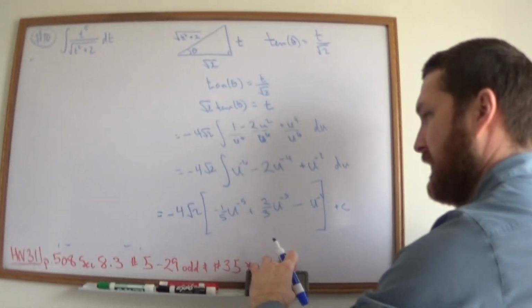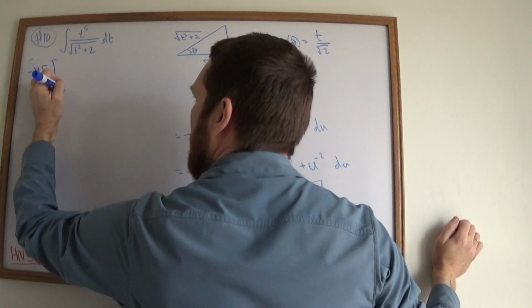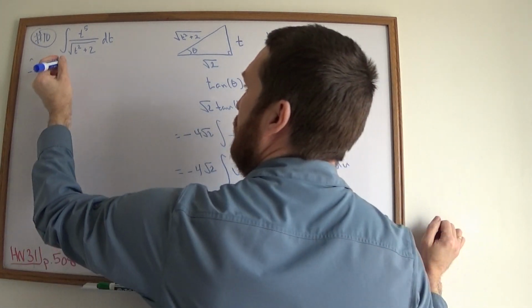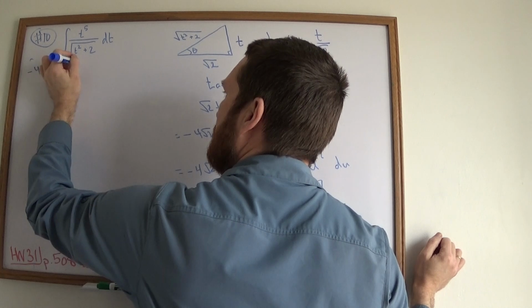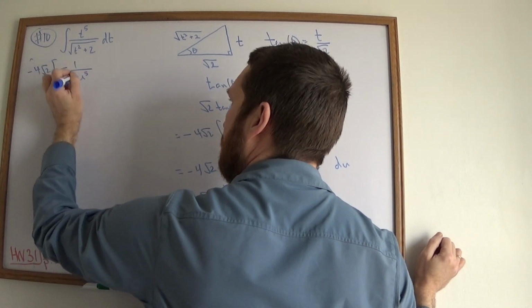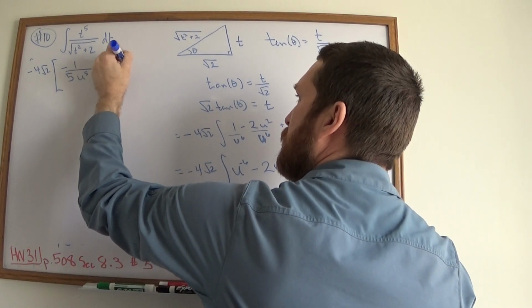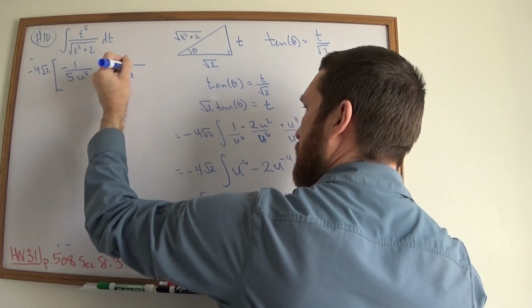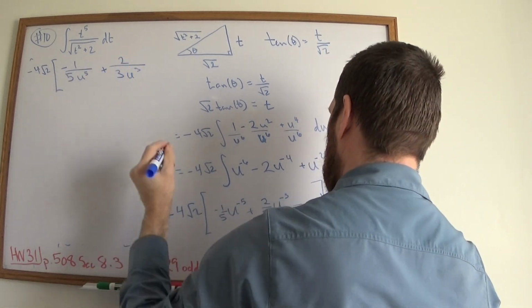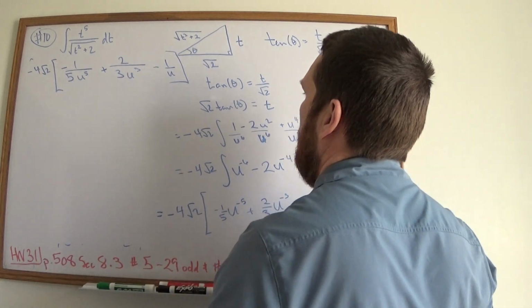Okay, so minus 4 root 2 times minus 1/5 u. And I'm going to write it like this. Minus 1 over 5 u to the 5th plus 2 over 3 u to the 3rd minus 1 over u, like that.